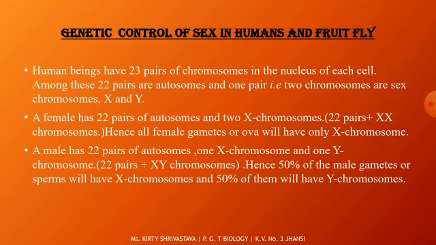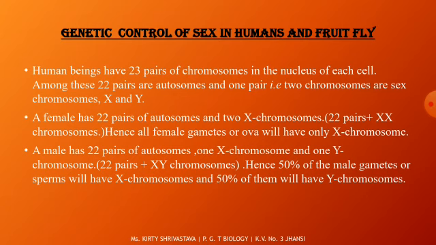Males have 22 pairs of autosomes and 2 sex chromosomes X and Y, which are of different type. That is, they are heterogametic, as they form two types of sperms. Hence, 50% of the male gametes or sperms formed possess 22 autosomes and 1 X chromosome, and the rest 50% sperms consist of 22 autosomes along with 1 Y chromosome.